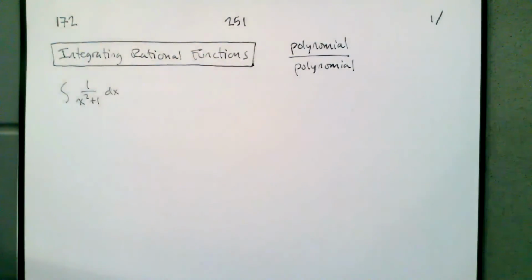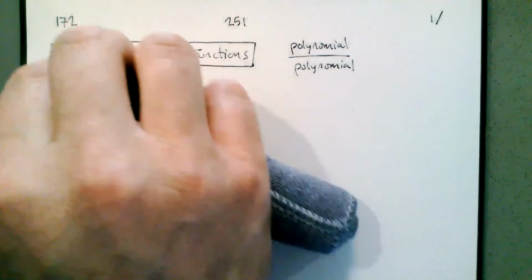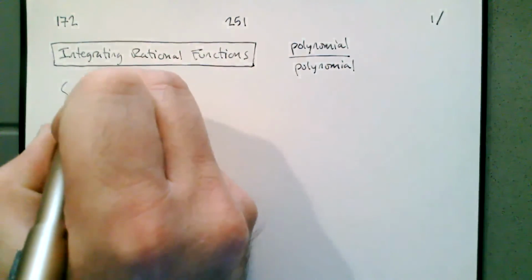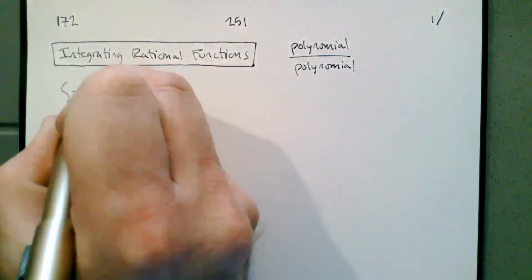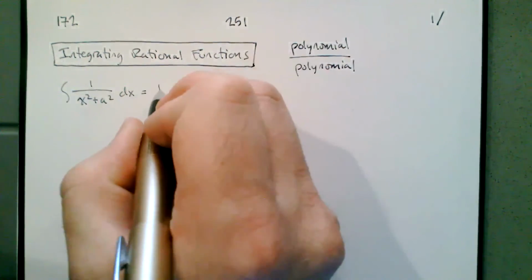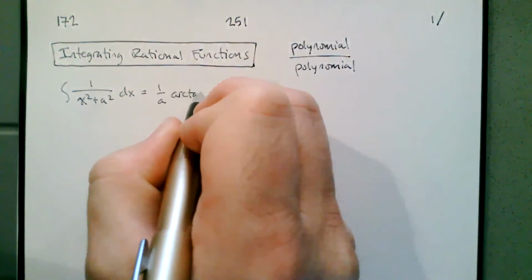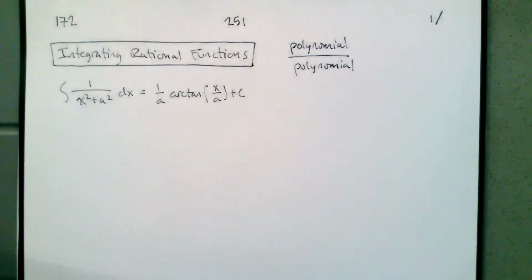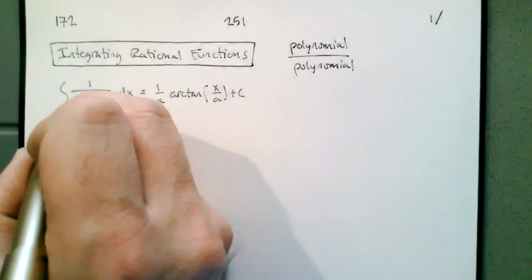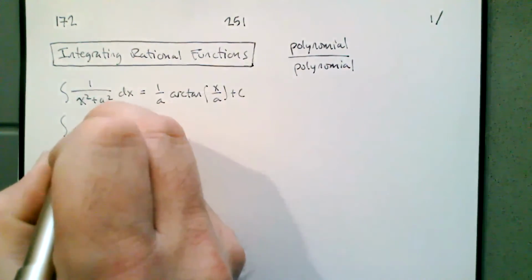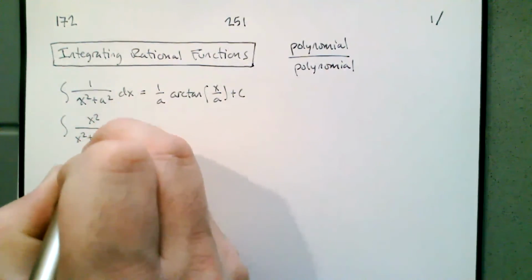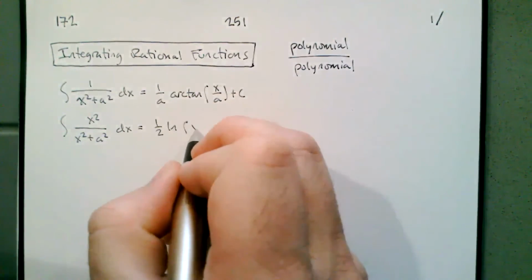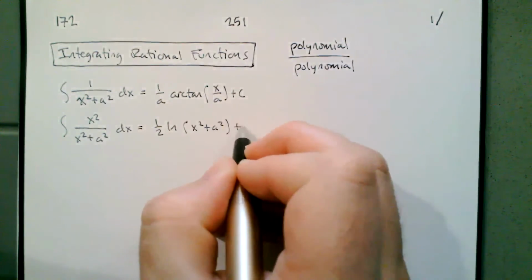Let's do our modified one, because we graduated from the x squared plus 1 business. So let's go 1 over x squared plus a squared dx is 1 over a arctangent x over a plus c. The other one we needed was the integral of x over x squared plus a squared dx is 1/2 natural log of x squared plus a squared plus c.